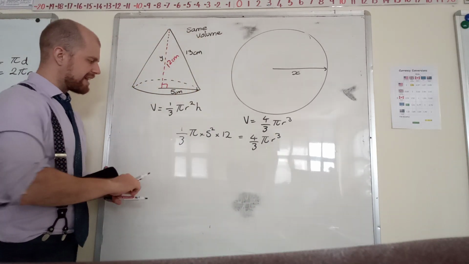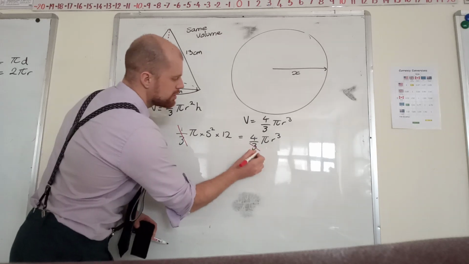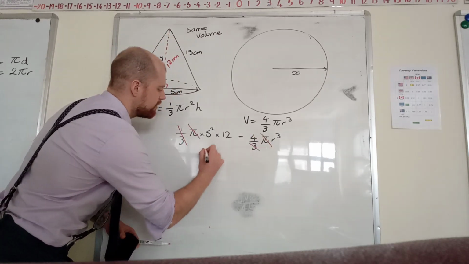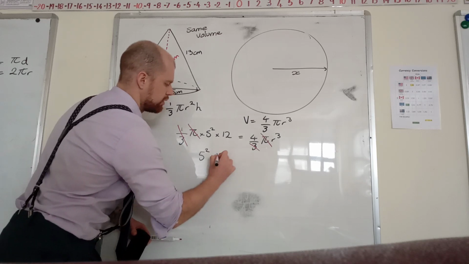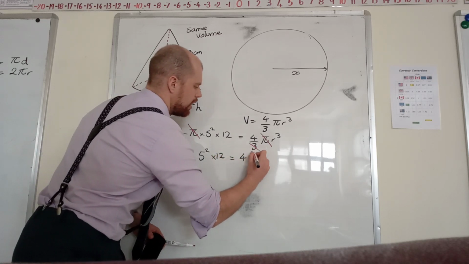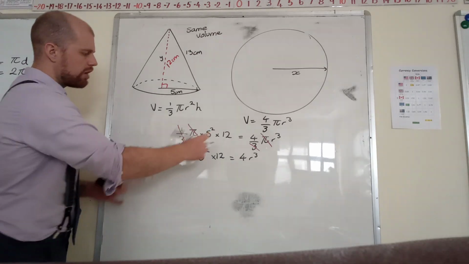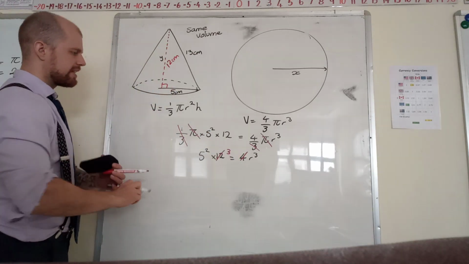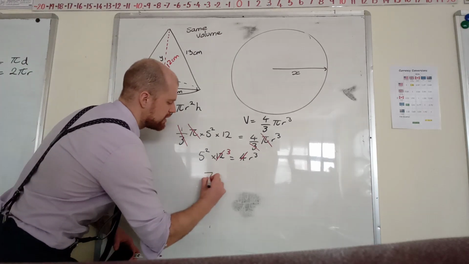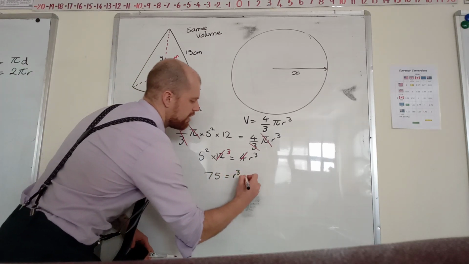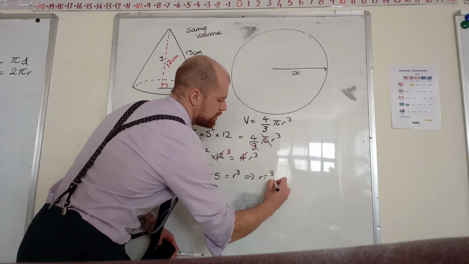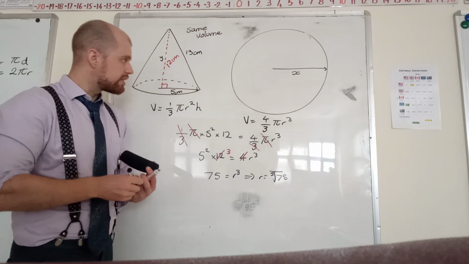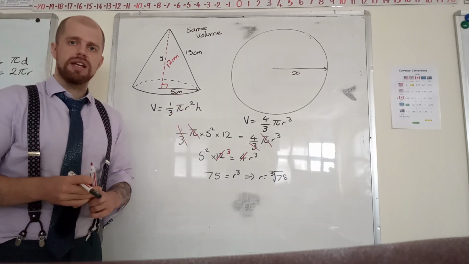Now I can do some cancelling, so the third will cancel and the pi will cancel. So I'm left with 5 squared times 12 is 4r cubed. 12 and the 4 cancel, leaving 3. So I get r cubed equals 75. And therefore r is the cube root of 75. And that's how you would find the radius. Very, very typical GCSE exam style question.